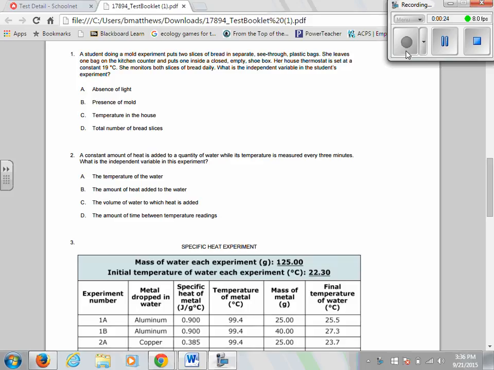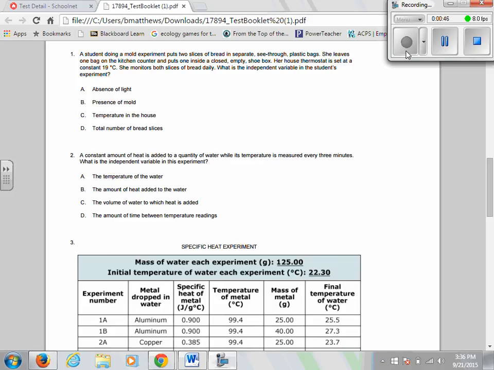A student doing a mold experiment puts two slices of bread in separate see-through plastic bags. She leaves one bag on the kitchen counter and puts one inside a closed empty shoebox. Her house thermostat is set at a constant 19 degrees Celsius. She monitors both slices of bread daily. What is the independent variable in the student's experiment?